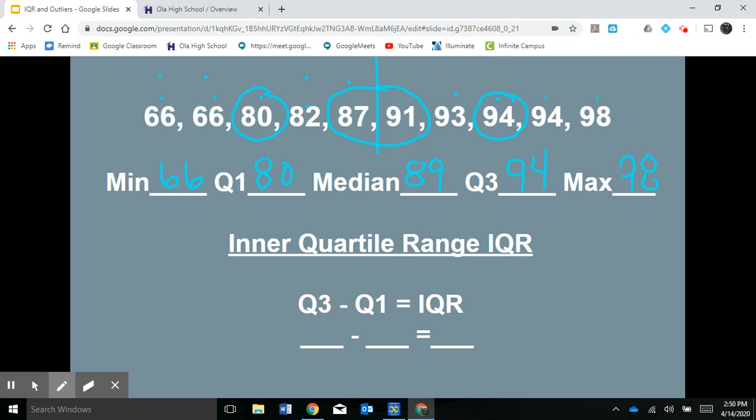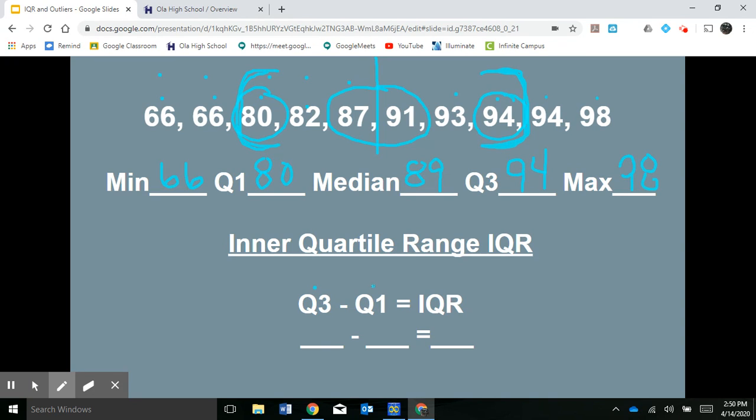All right, so that is nothing new. We've done that for the last couple of days, but now we're going to find the interquartile range. The interquartile range is the range from Q1 to Q3. So the easy way to find a range, even when you want to find range of something else, you always subtract. So it's just simply Q3 minus Q1, and that's the interquartile range.